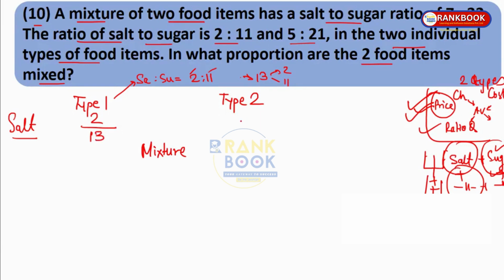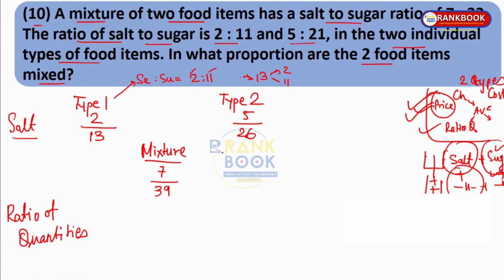Same way in type 2, 5:21 is the salt to sugar ratio. So 5 parts are salt in a total of 5 plus 21, 26 parts of the food item, right? In the mixture, the salt to sugar ratio is 7:32. That means 7 parts are salt of the total 39 parts of the mixture. Now we have to find out the ratio of quantities, that means the proportion in which these two types of foods are mixed.